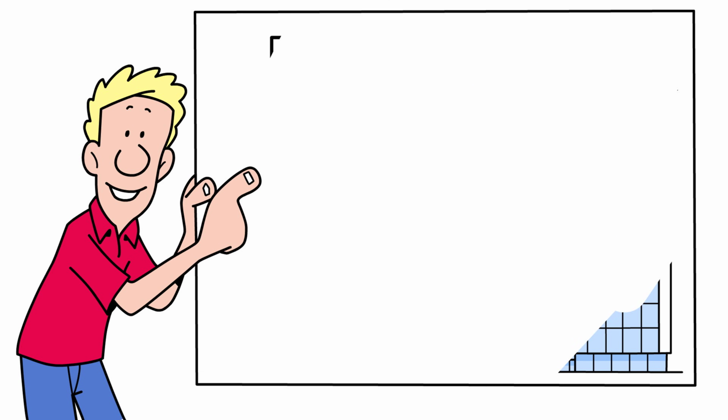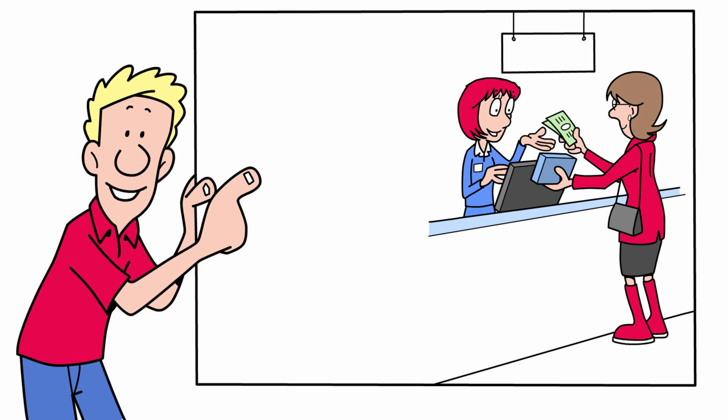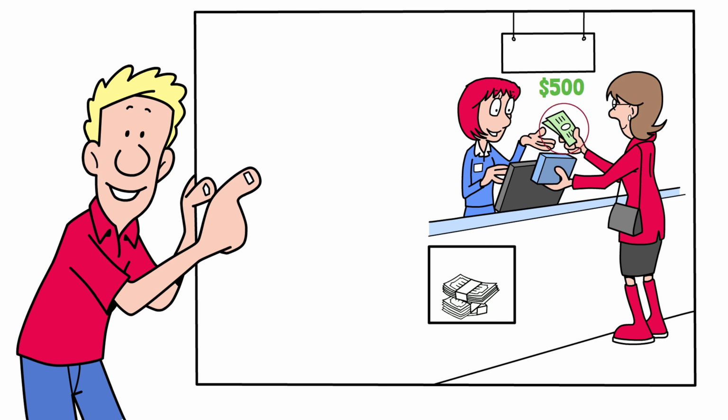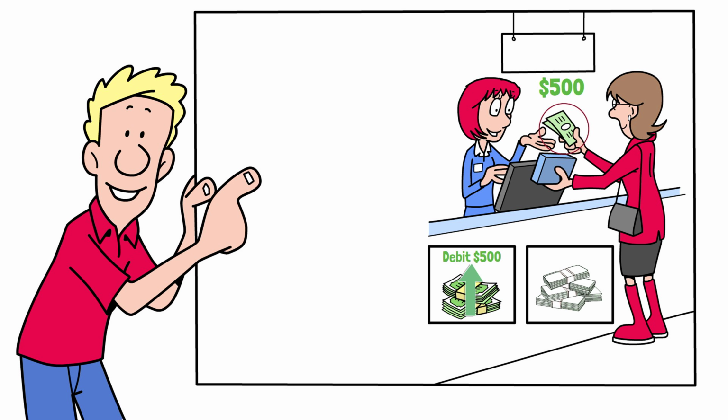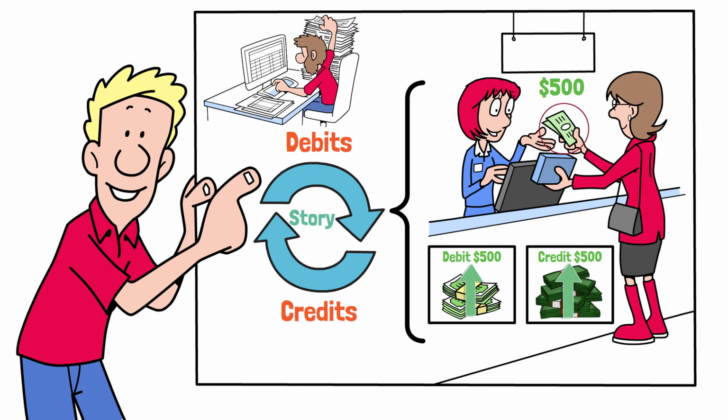Here's another example if you're still not quite with me. The business earns $500 in service revenue and gets paid in cash. Cash increases. Debit, $500. Revenue increases. Credit, $500. You see the pattern here? Every transaction tells a story, and debits and credits are just the language we use to record it.